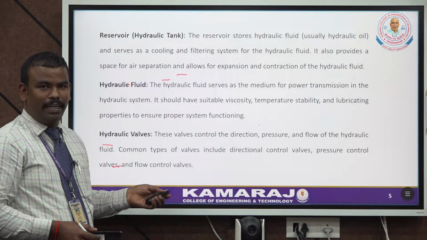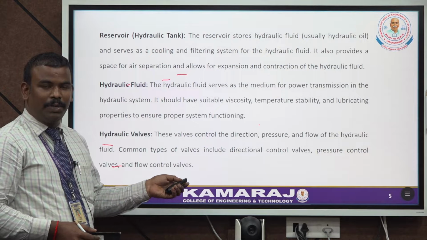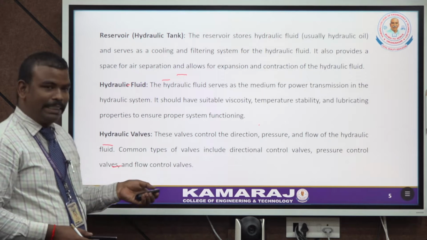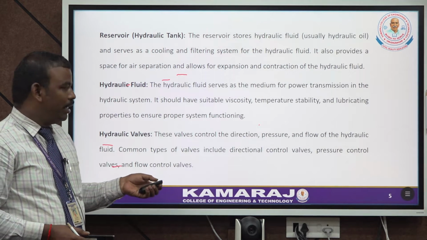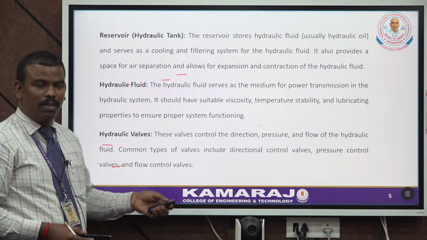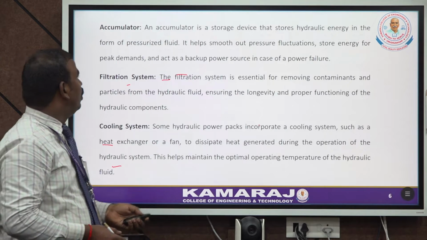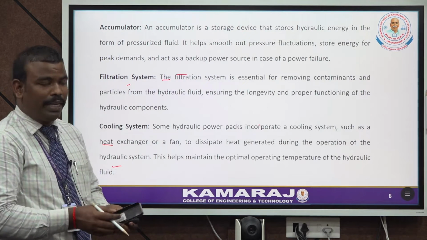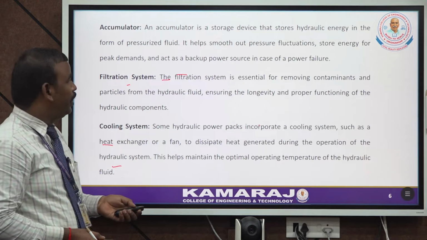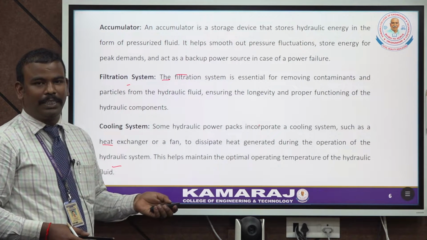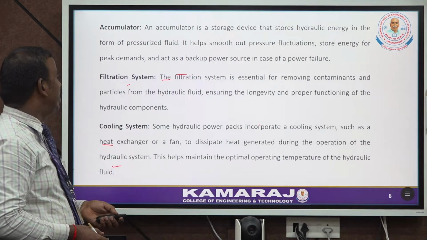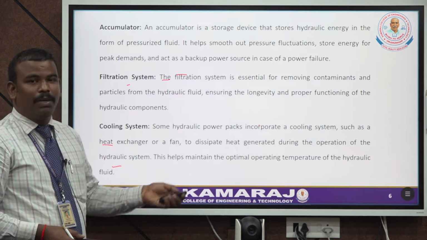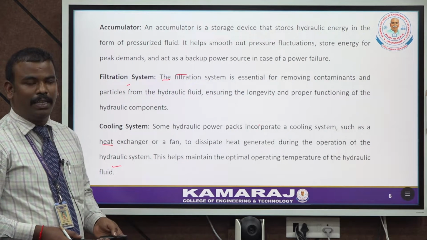In the hydraulic system, the direction, pressure and flow are controlled by using direction control valves, pressure control valves and flow control valves respectively. The accumulator is a temporary reservoir for storing hydraulic energy in the form of pressurized fluid. It helps to reduce pressure fluctuations, stores energy for peak demand applications, and acts as a backup power source in case of emergency or power failure.